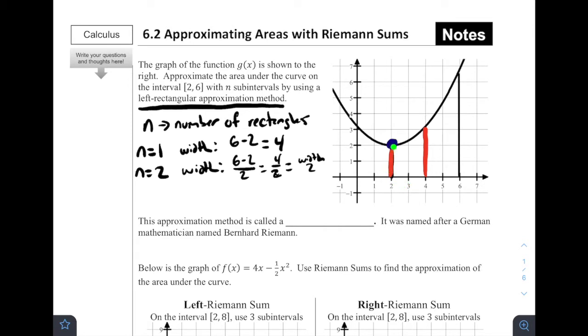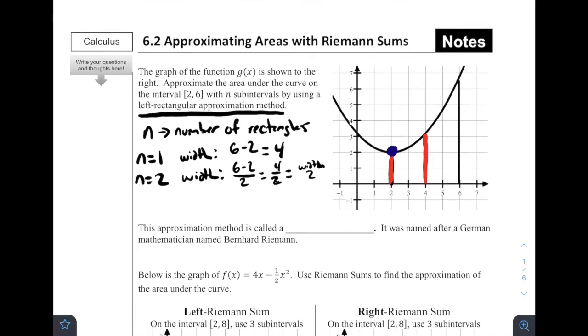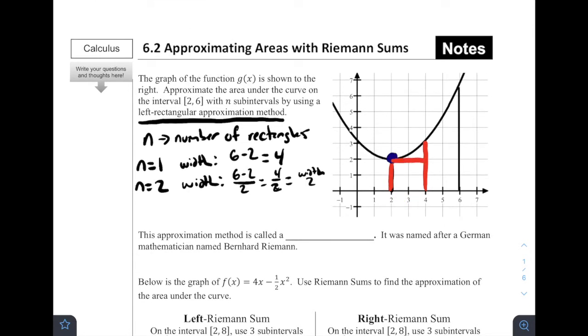The left side is the part that needs to be touching the curve. So I'm going to draw the top of my rectangle going across. So this is rectangle 1. And then my second rectangle is going to go from 4 to 6, but again, the left side is the part that needs to be touching the curve. So I'm going to go straight across right here, and this would be my second rectangle.